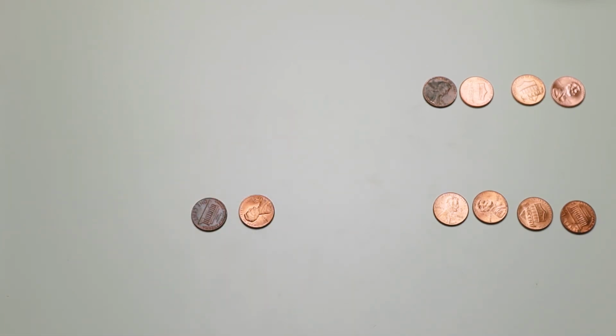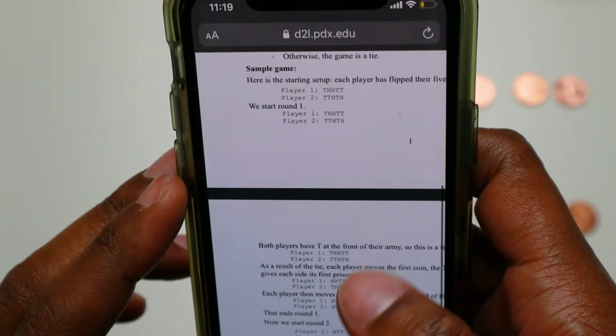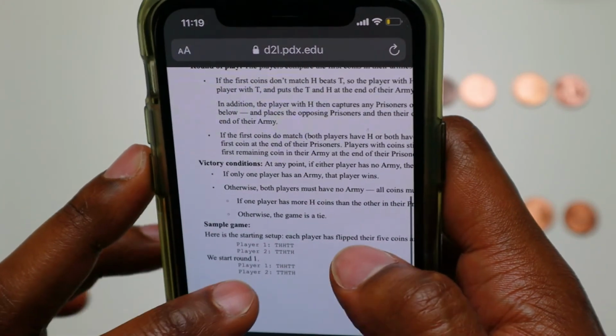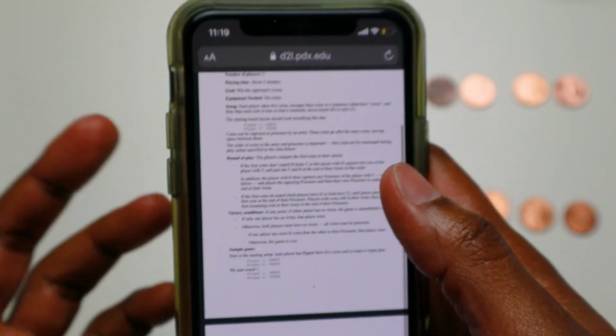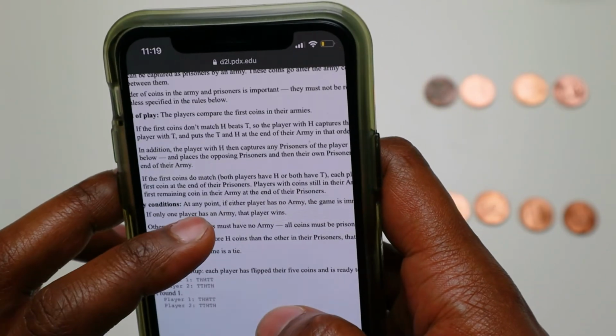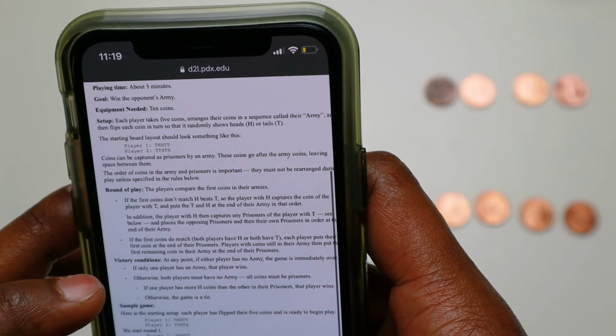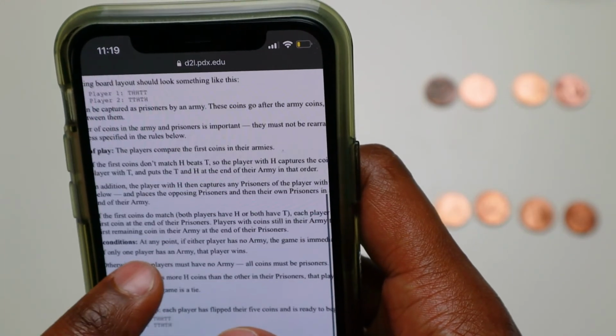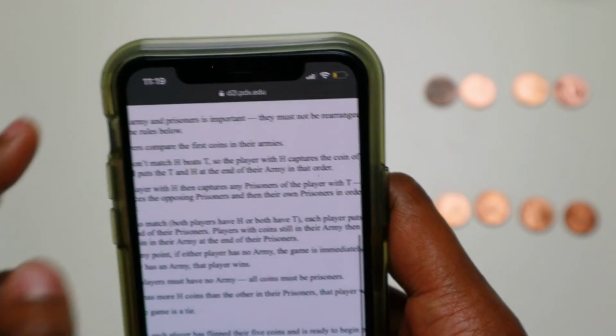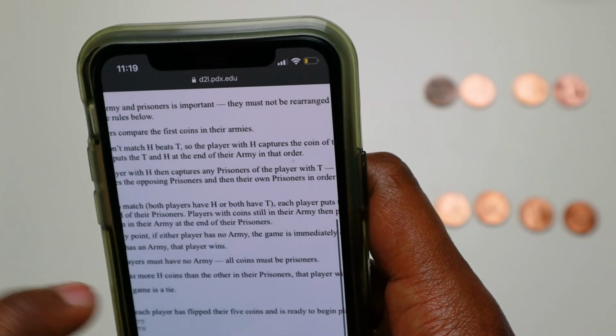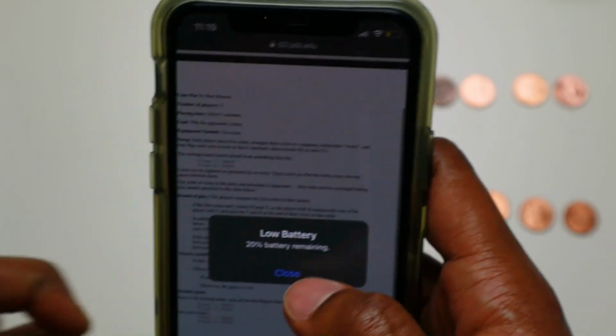Let's double check that because I've only played this game maybe 5 times, so it's a good idea to always check the rules. And maybe this will happen when you're programming. If the game doesn't behave the way that you want, look back at the rules. Victory condition: at any point, if either player has no army, the game is immediately over.